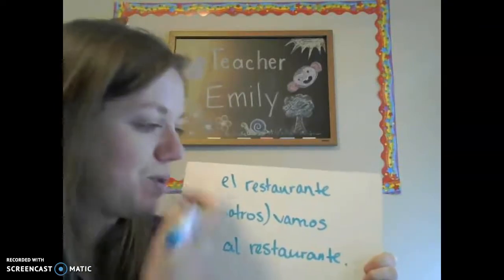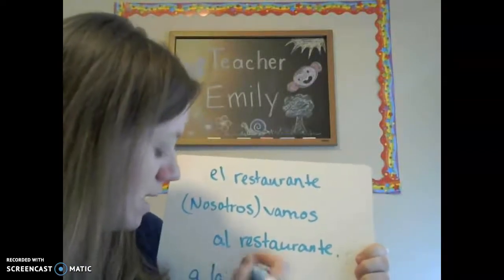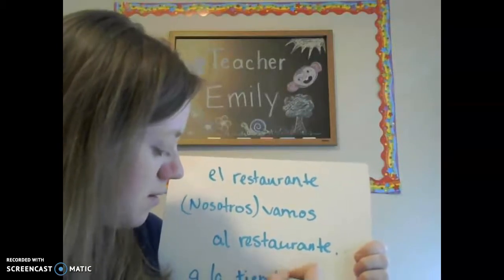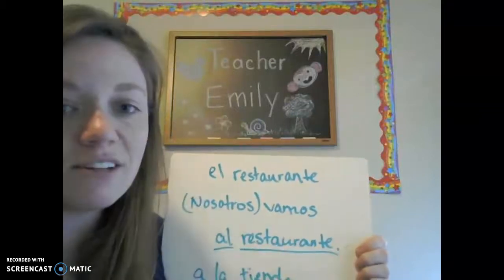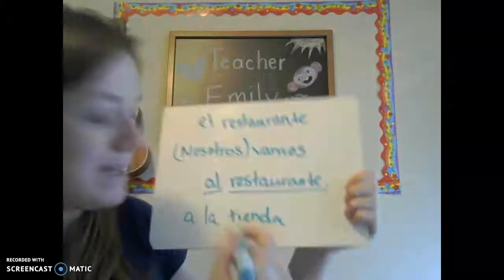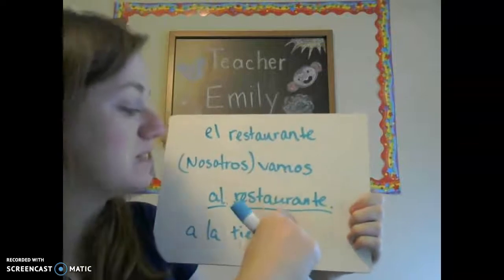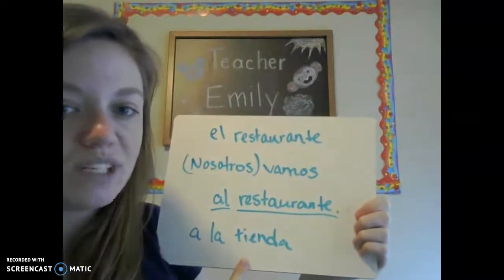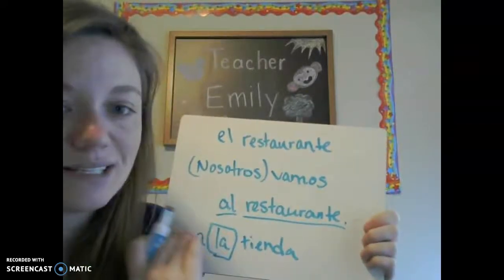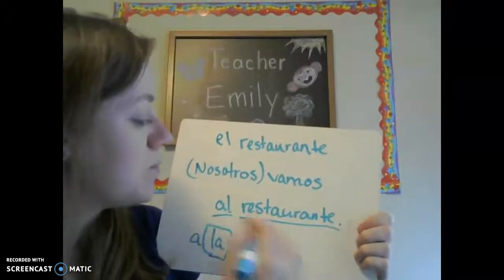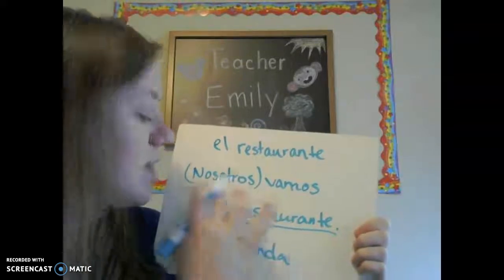And remember when we were going to a place that was a feminine word, we would say a la tienda, right? But when it's masculine, al restaurante. Restaurante is a masculine word. Sorry, tienda is feminine, restaurante is masculine. When the word is feminine, we use la instead of el, and a la does not form a contraction. When the word is masculine, we use el restaurante, and a el does make a contraction, al.